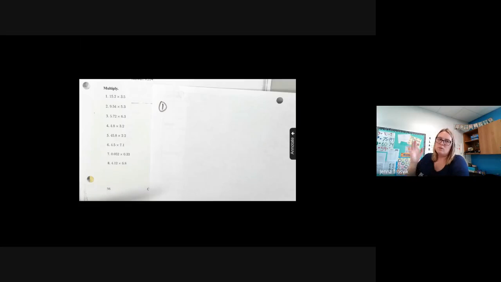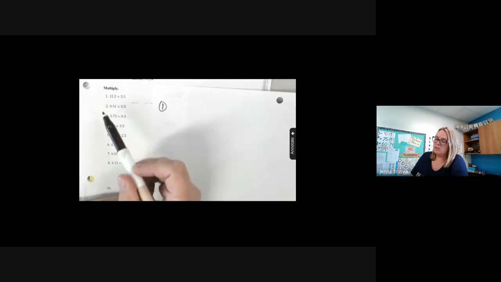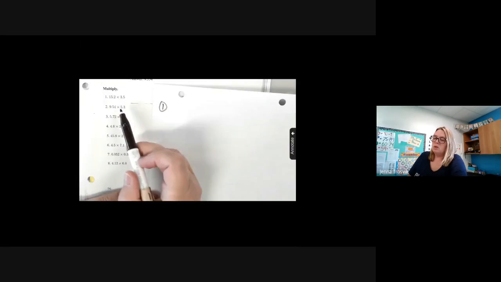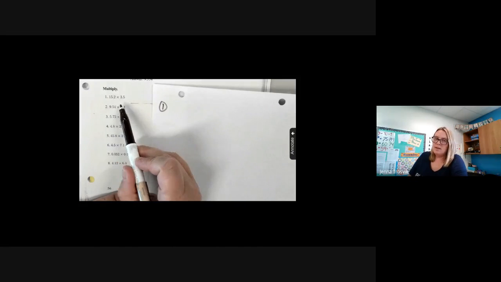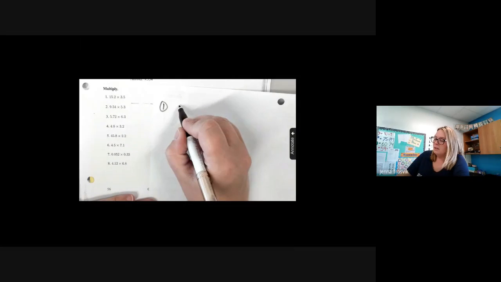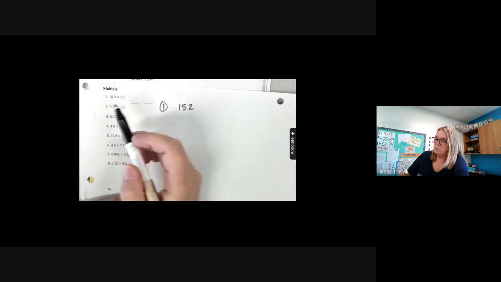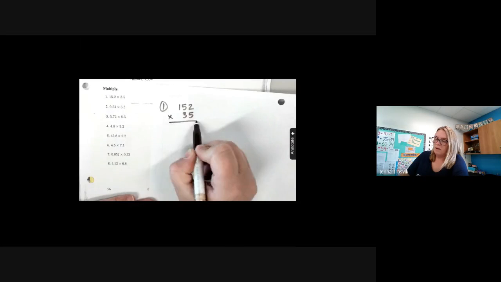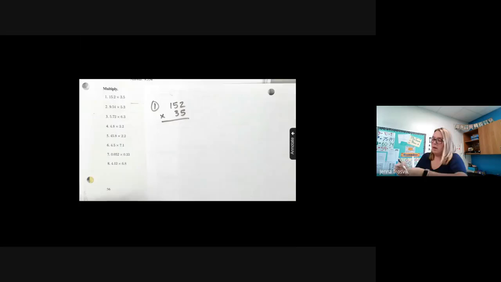Just pause the video till you get to the answer and then come back and match your answer with mine, okay? And the key is going to be the decimal. So this time, if we have a decimal in each of our numbers, there's going to be an additional little trick to it. So right now, I'm going to leave the decimals completely out of our problem, and we're just going to go with the numbers. So number one, I'm going to write as 152 times 35. And there's a reason for that, okay?